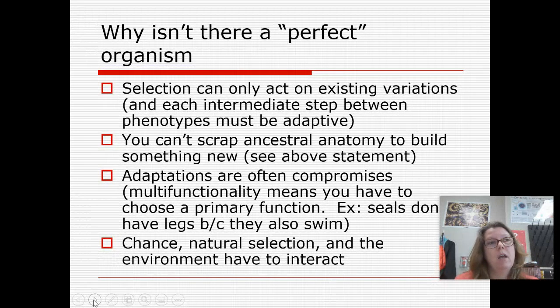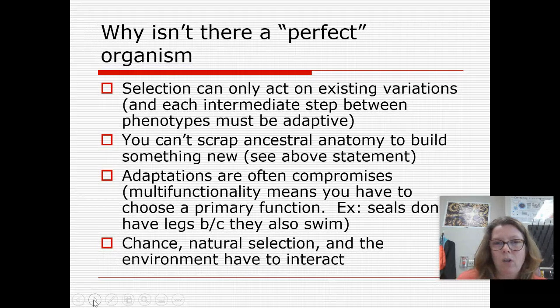The problem is the structural changes to the bones in the feet that it would take in the intermediate steps from flat-footedness to wheels for the feet. All of those individual steps would have been so disadvantageous that we never would have gotten there. So you never would see wheels on somebody's feet or instead of feet, because all those intermediate steps would have been selected against, and so you'd never go in that direction. Again, also that means you can't scrap ancestral anatomy to build something new.